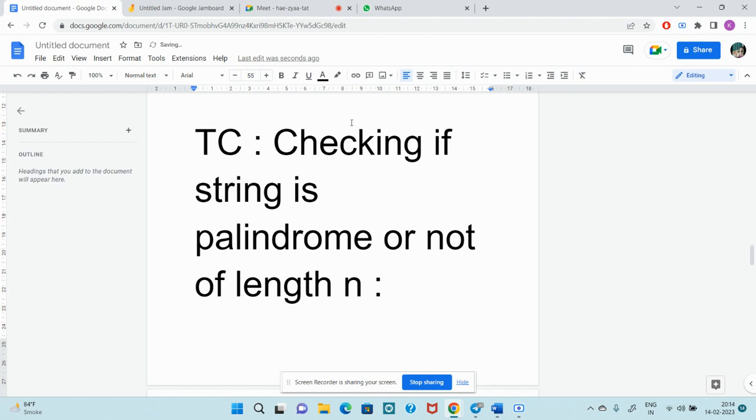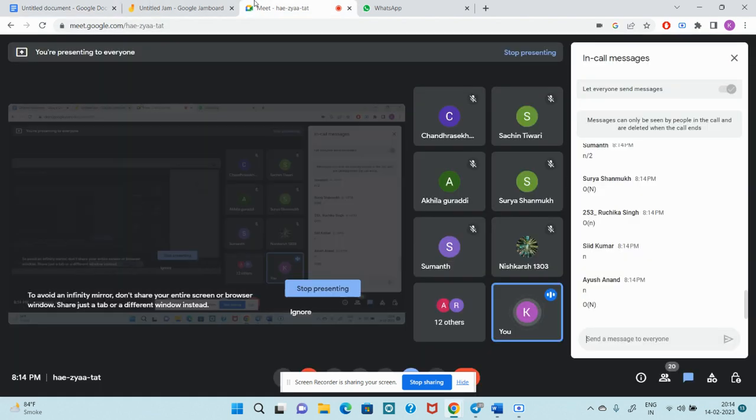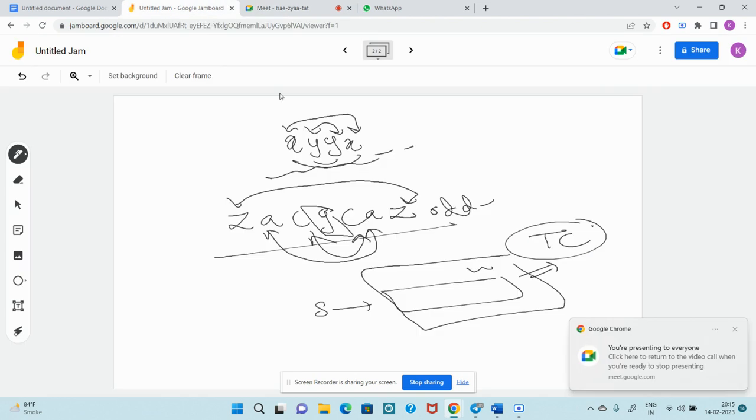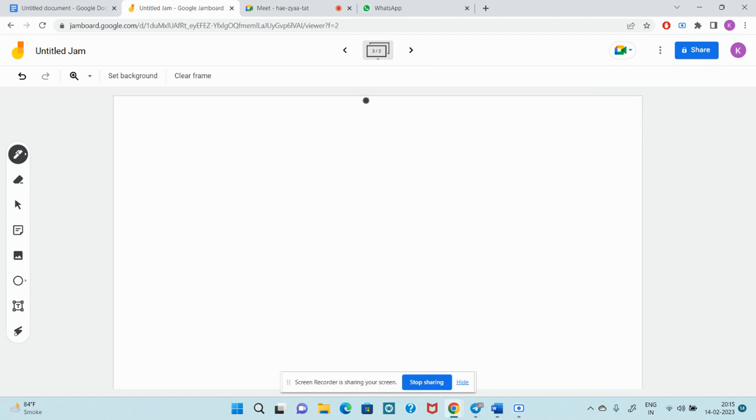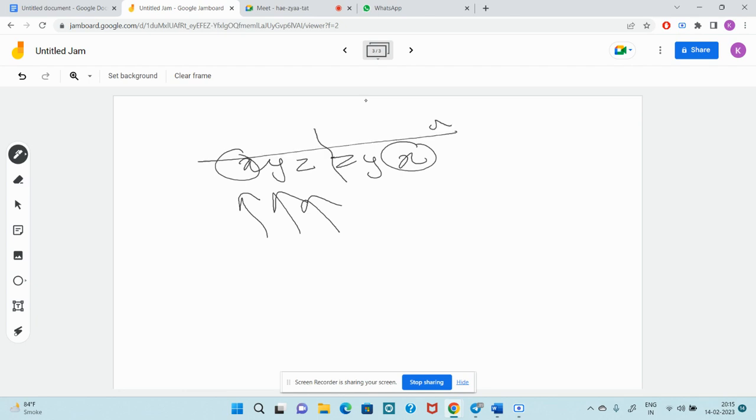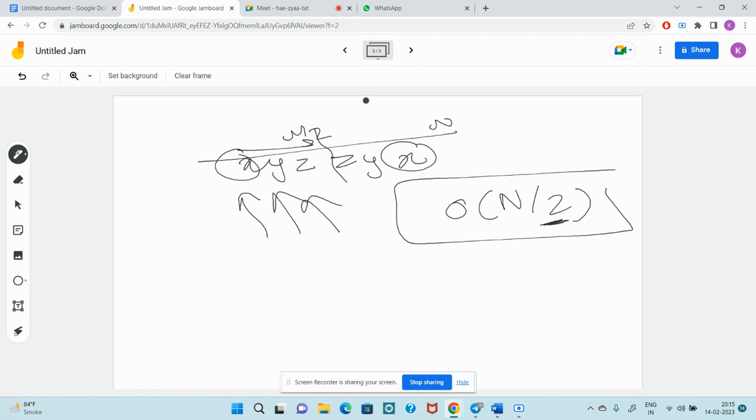Guys, you can use common sense. What are people saying, O of n? Can anyone explain why it is O of n? It is simple. All you have to do is traverse the string. Say you are given X, Y, Z, then Z, Y, X. First, you are at this index. You check if this index is matching to this index. Then you come to the next index, and the next. If the string length is n, you just have to go till n by 2. So you can say the time complexity is O of n by 2, but we ignore the constant, so the time complexity is O of n only.